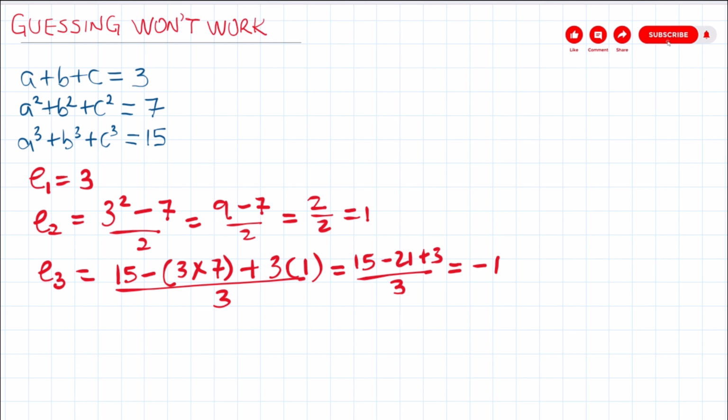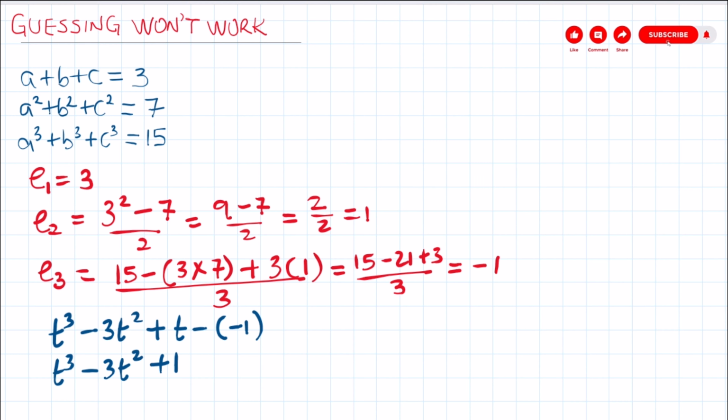So we've gotten E1, E2, and E3. So let's set up our cubic equation. Our cubic equation is going to be t cubed minus 3t squared plus t minus negative 1. So this simplifies to t cubed minus 3t squared plus t plus 1, of course, equal to 0. This is our cubic equation.